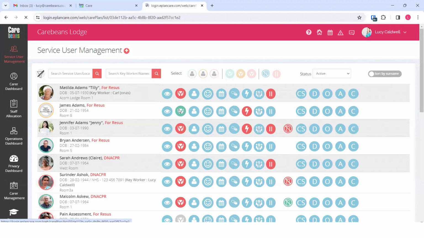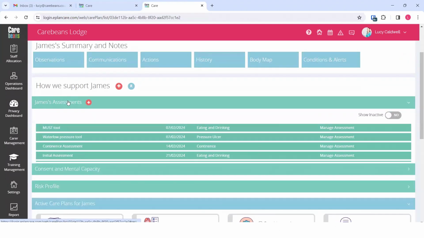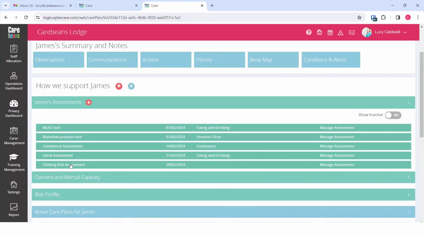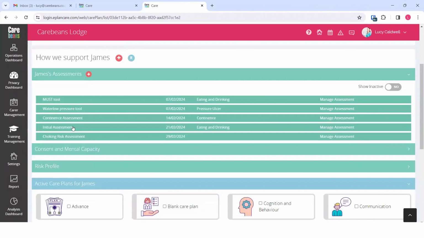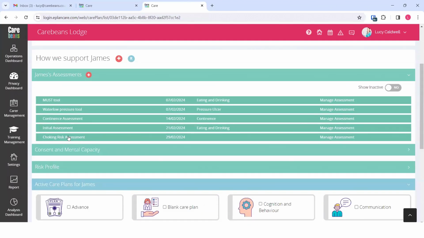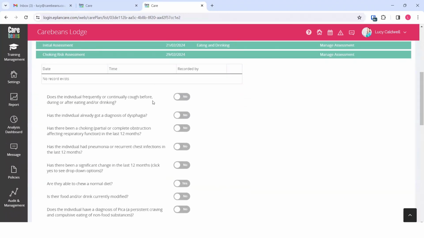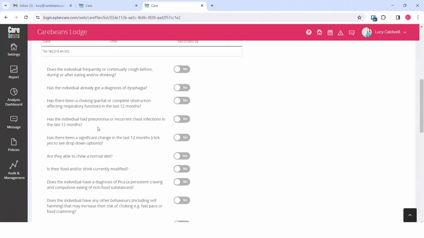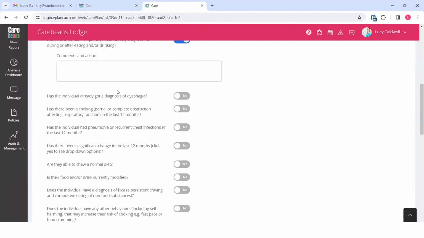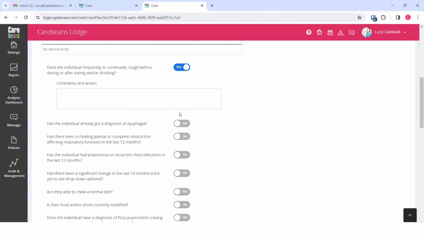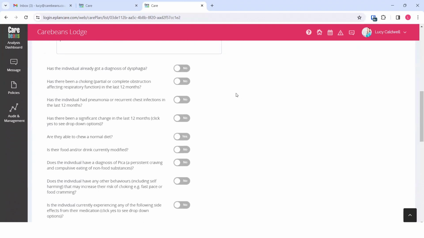Let's look at James. I think I put one in for him earlier. So he's got a choking risk assessment here. I'd link that into an eating and drinking care plan if I felt it was appropriate. This is what it looks like. It's just a series of questions. Do they cough before, during, or after eating and drinking? Do they already have a diagnosis of dysphagia? Have they had any partial or complete obstructions in the last 12 months? You simply answer yes or no, and if it's a yes, put any comments and action to be taken. It forms part of your care plan building process.